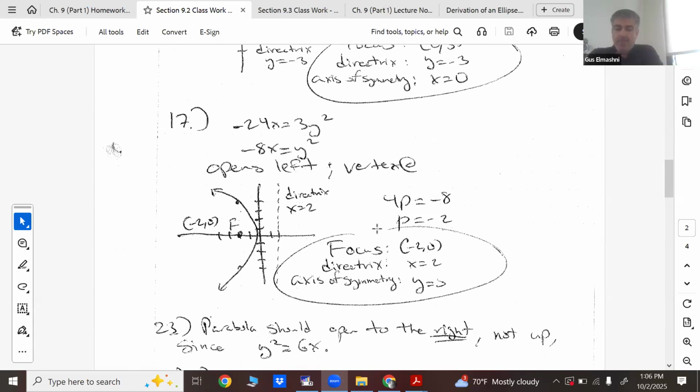So you're going to the left. You can still say p is 2, I suppose. If you want to say that, go ahead. But negative implies you're going left if it's a horizontal orientation. Of course, down if it's a vertical orientation.